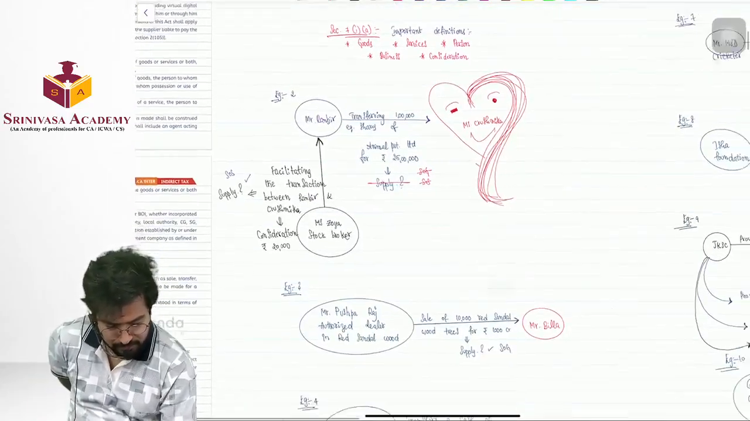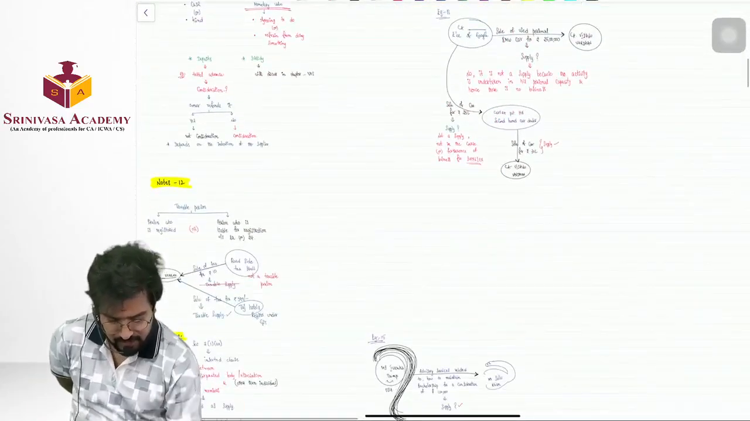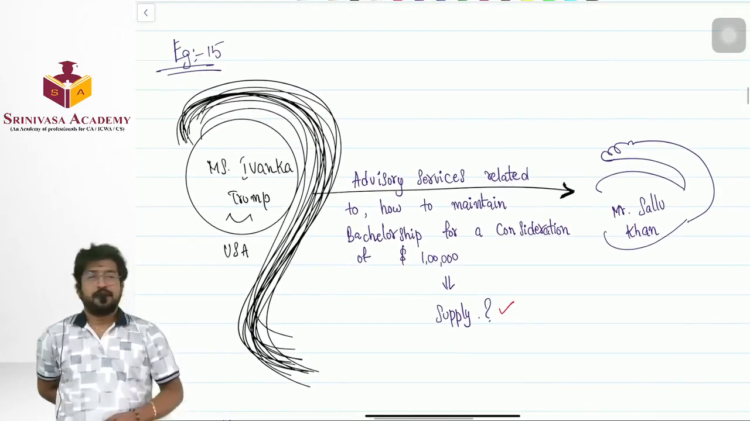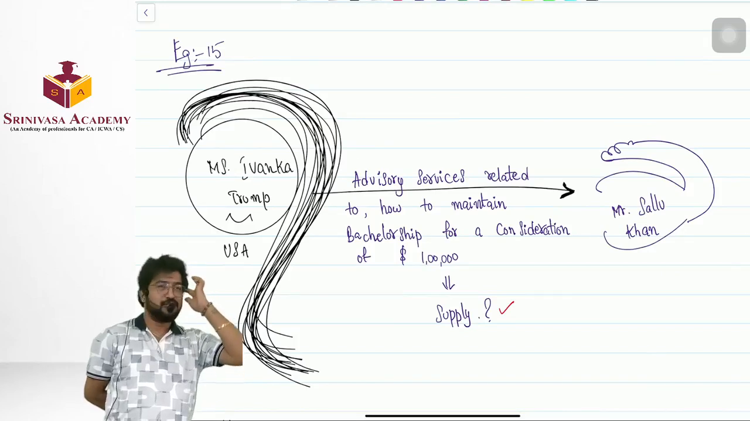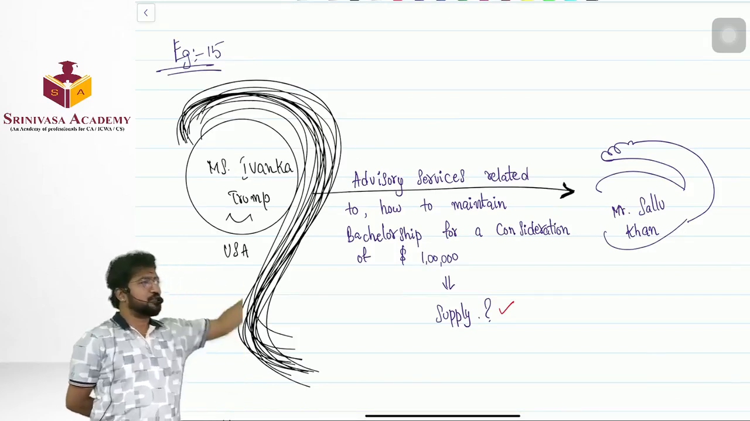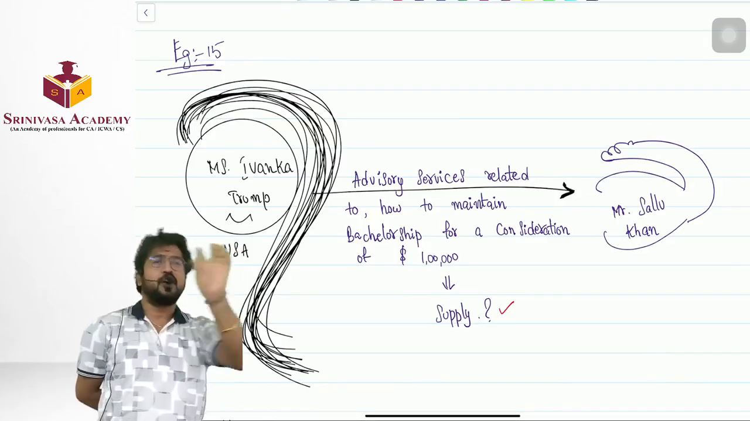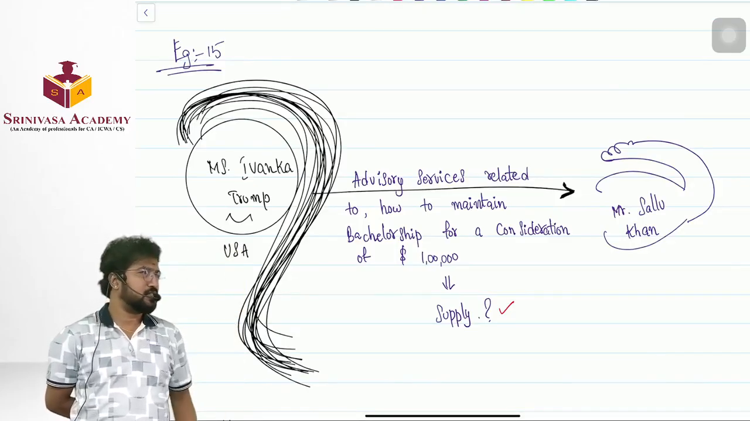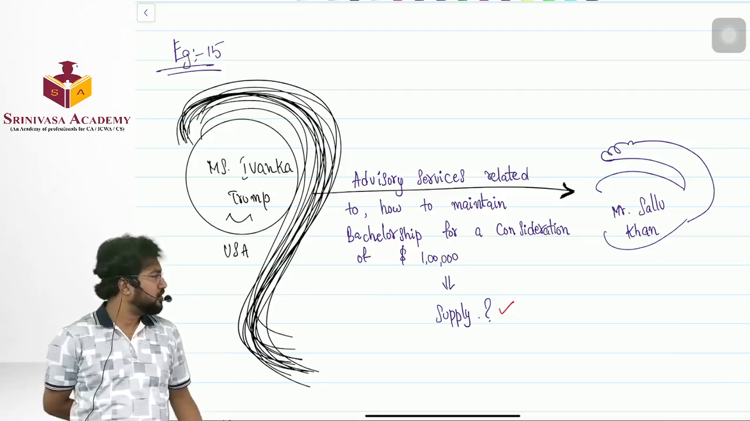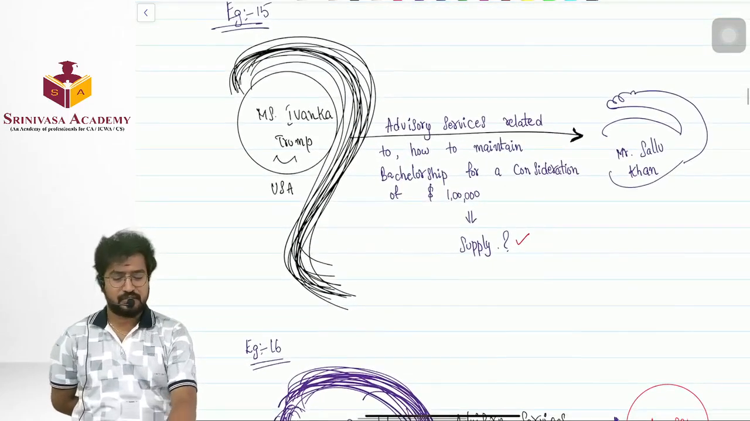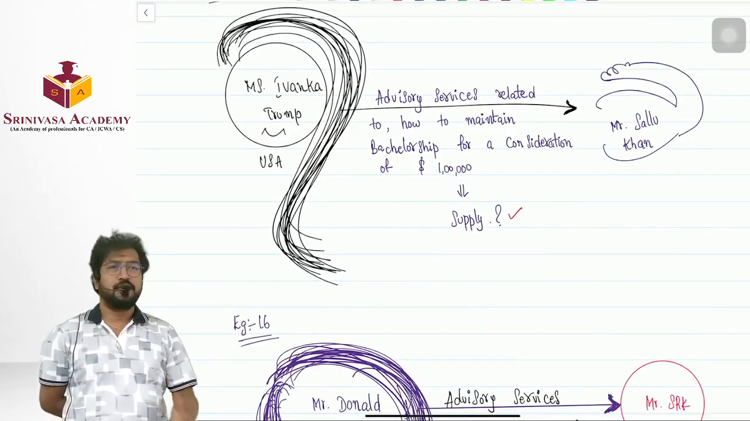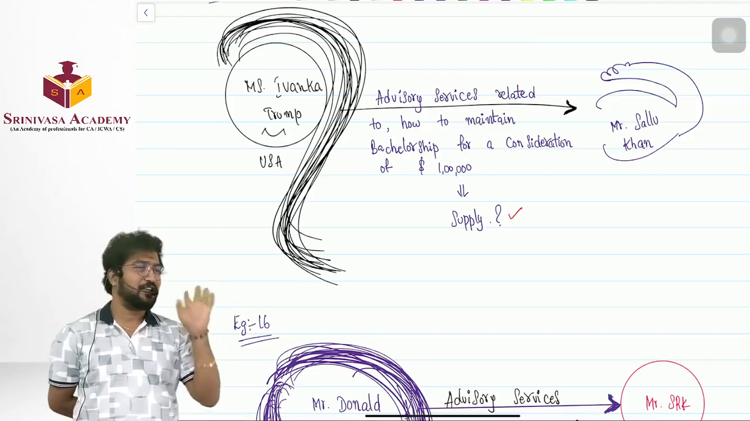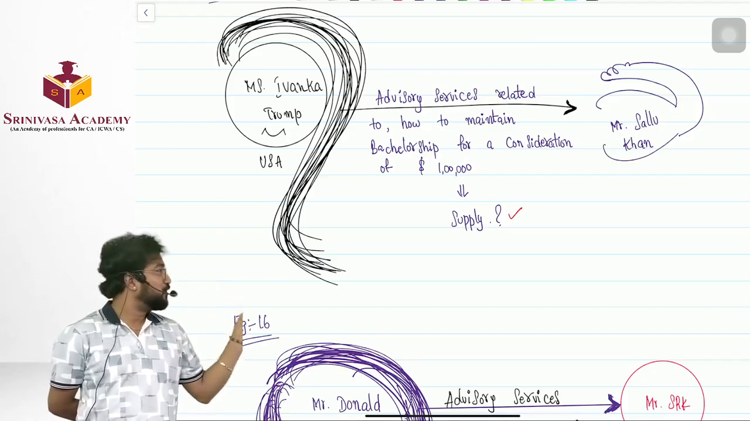Look at this example. Ivanka Trump is from USA, ma. She is providing advisory services to Mr. Salman Khan, how to remain a bachelor for life. Like that, she is providing advisory services. How much she is charging, ma? 1 lakh US dollars. I tried to draw Salman Khan's biceps, ma. Okay, that became an elephant trunk. Okay, ignore me. Ignore my artistic skills.